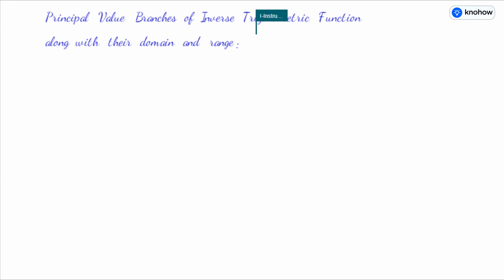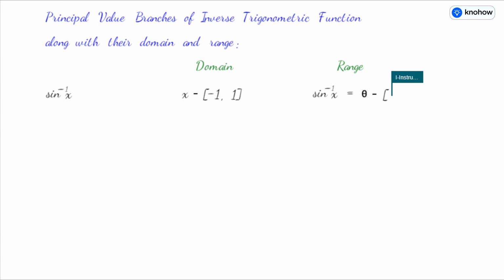So here I write sine inverse x, domain and range. What is the domain of sine inverse x? That is, x lies in the closed interval -1 to 1. And what is the range? That is, the value of sine inverse x, or theta, lies between -π/2 to π/2. Here I have written purposely what we mean by range: the value of sine inverse x may lie between -π/2 to π/2. What I am calling range here is actually the principal value branch.